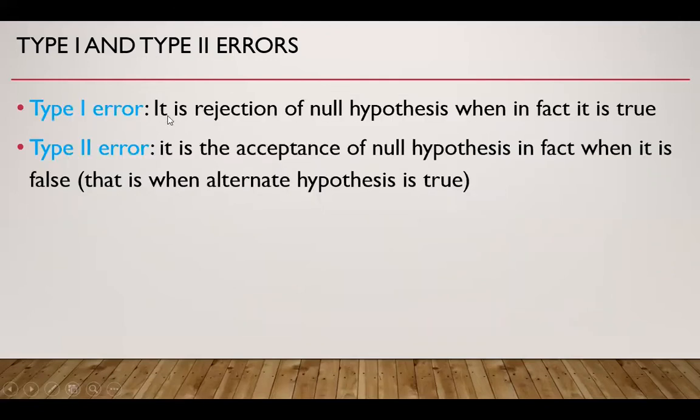So type 1 error is the rejection of null hypothesis when in fact it is true, and type 2 error is the acceptance of null hypothesis when in fact it is false. When null hypothesis is false, it means that alternate hypothesis is true.